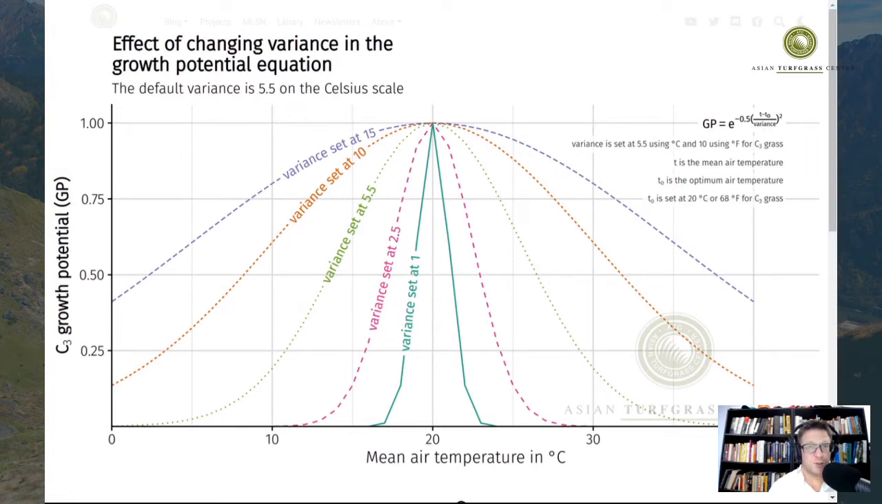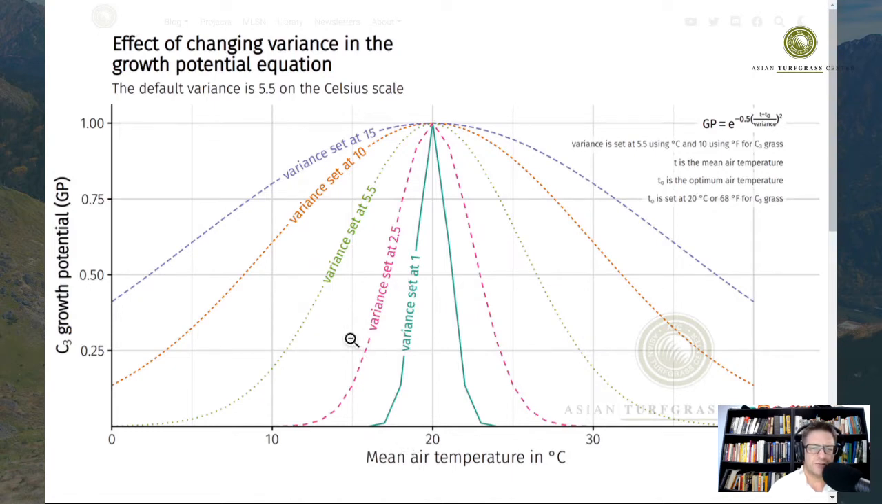And if I use a variance of 1, which is much too low, the growth potential plummets as the temperature moves away from the optimum. And as we get down to about 16 degrees Celsius, the growth potential already goes to 0. But at an average temperature of 16 degrees Celsius, we expect the grass will still be growing. So that actual variance doesn't work very well.